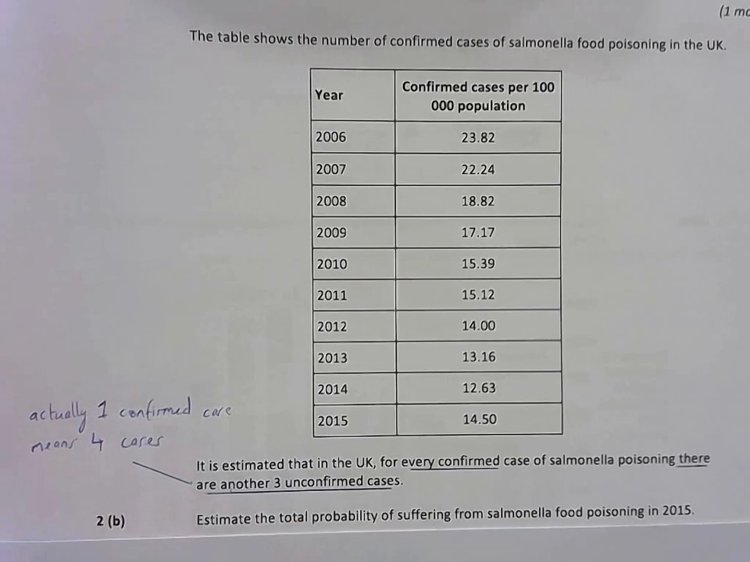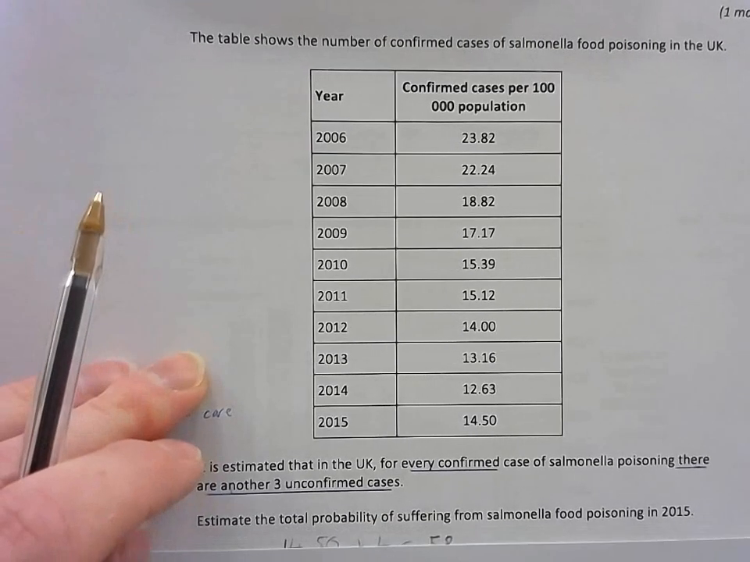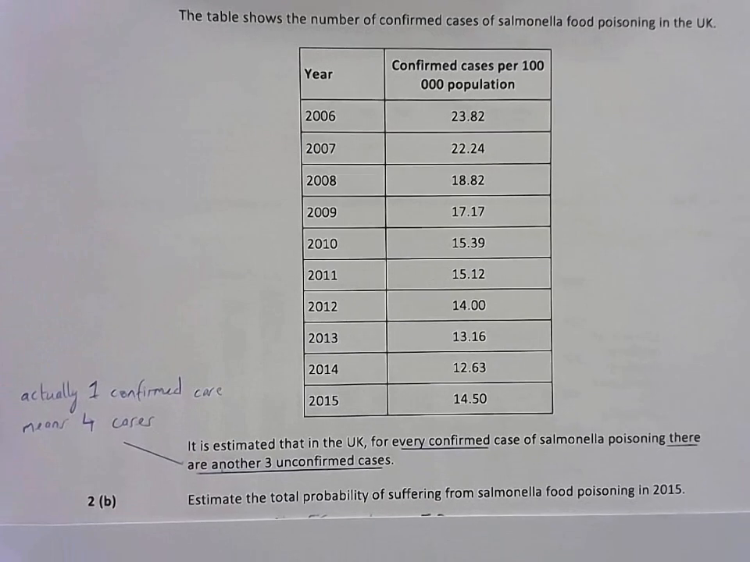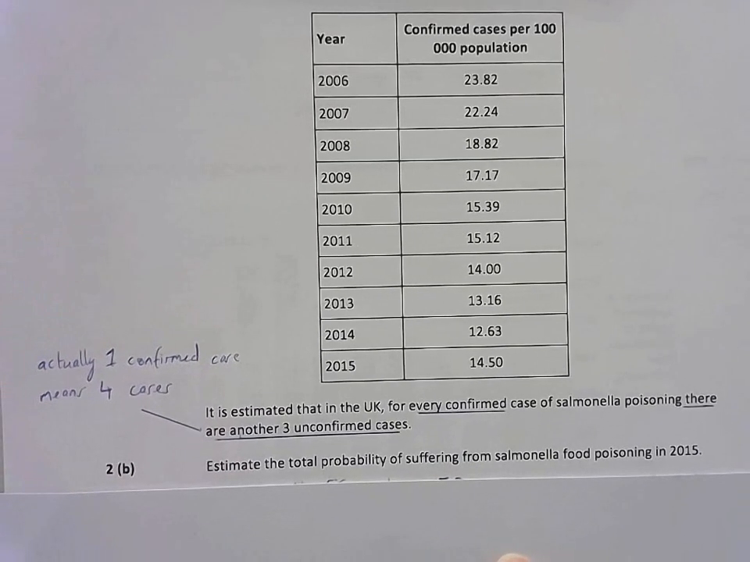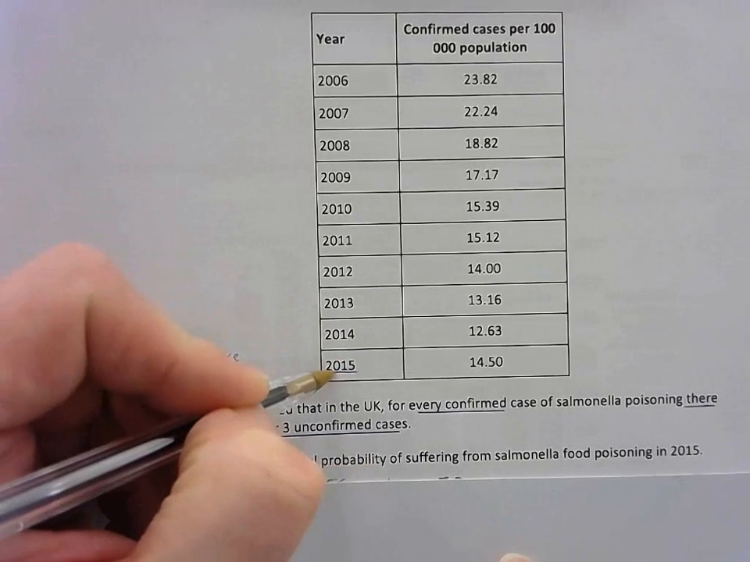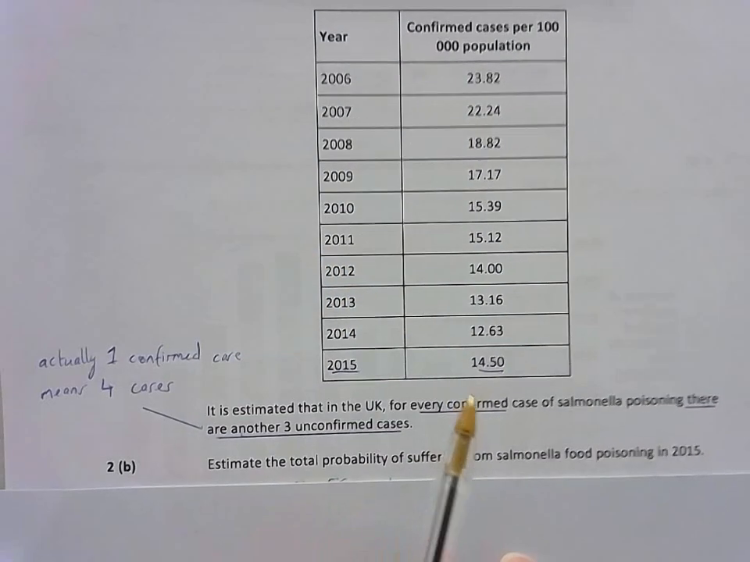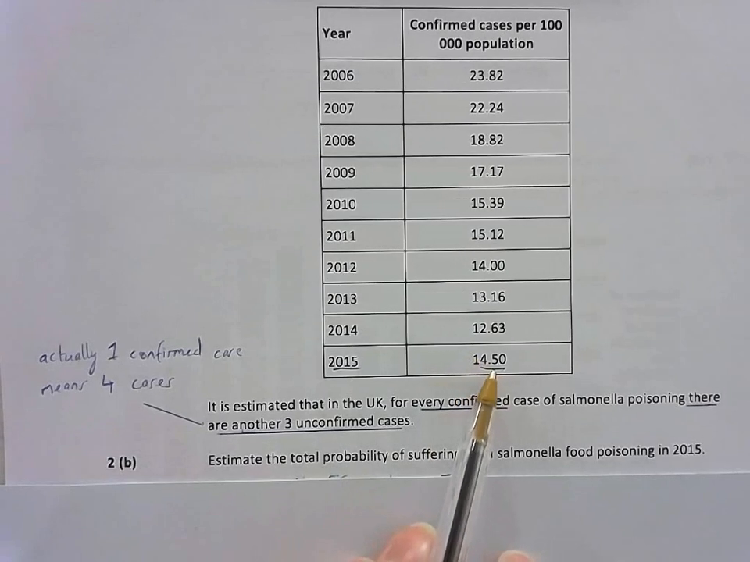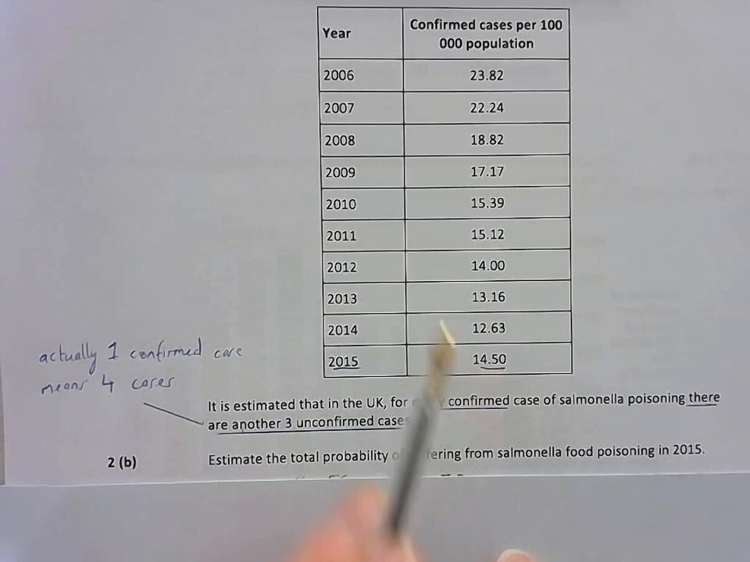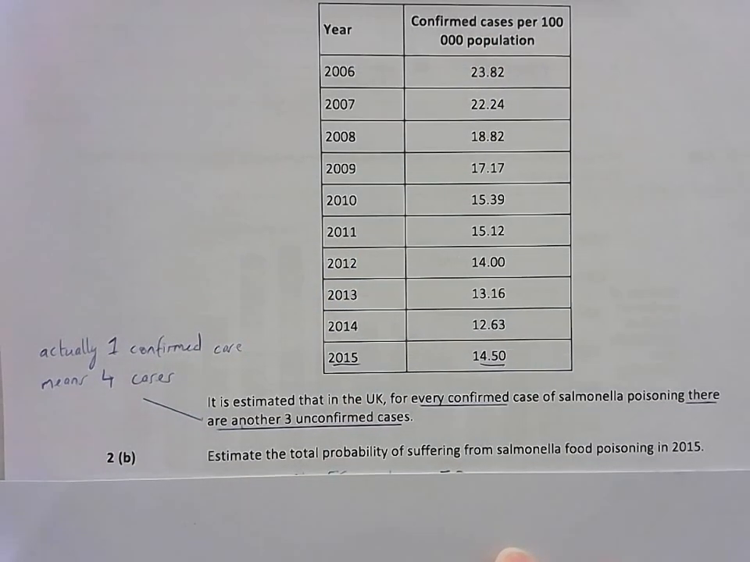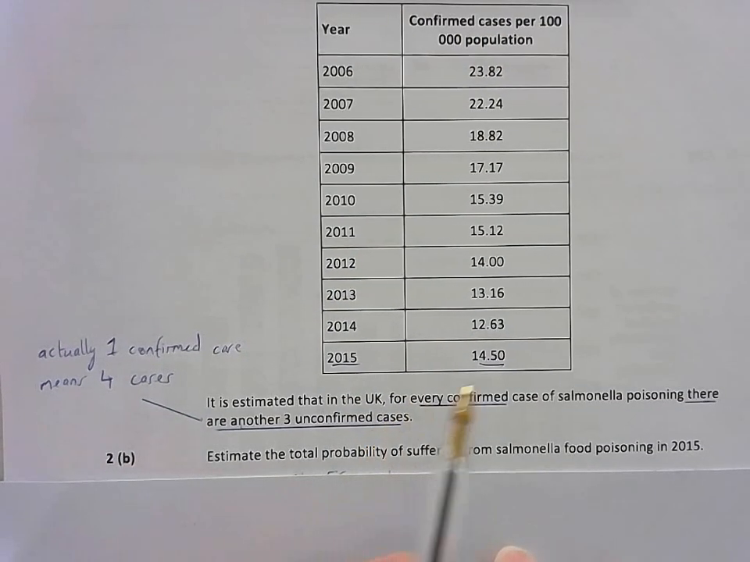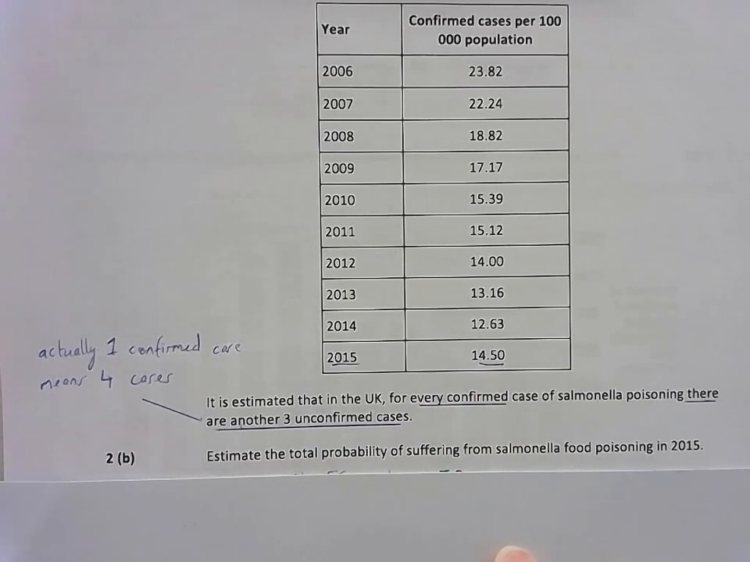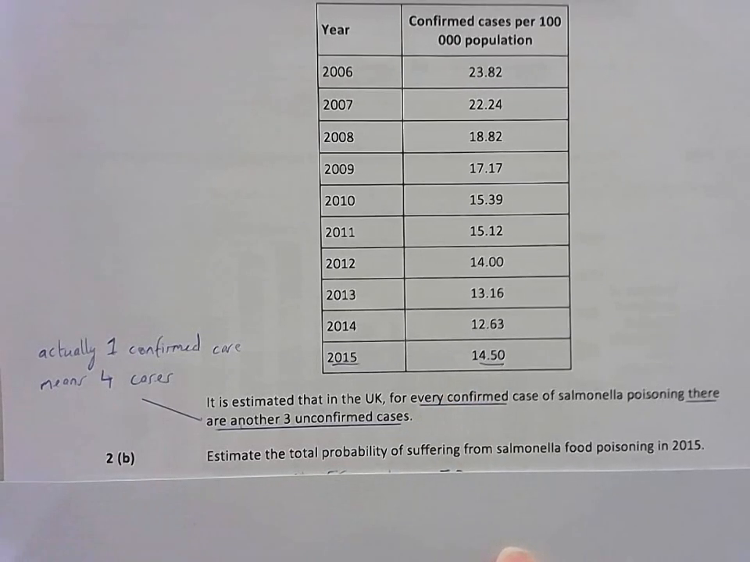Now that's the key thinking for this question, because we're then asked to estimate the total probability of suffering from salmonella food poisoning in 2015, so just for this year. So the table tells us that in 2015, 14.50 people had confirmed cases for every 100,000 of the population. But going back to that information, if there are 14.50 who actually were confirmed per 100,000, there are 3 others for everyone who haven't been confirmed.